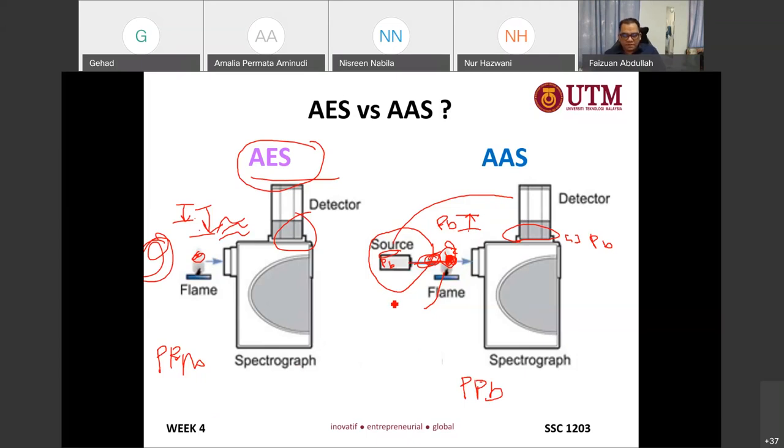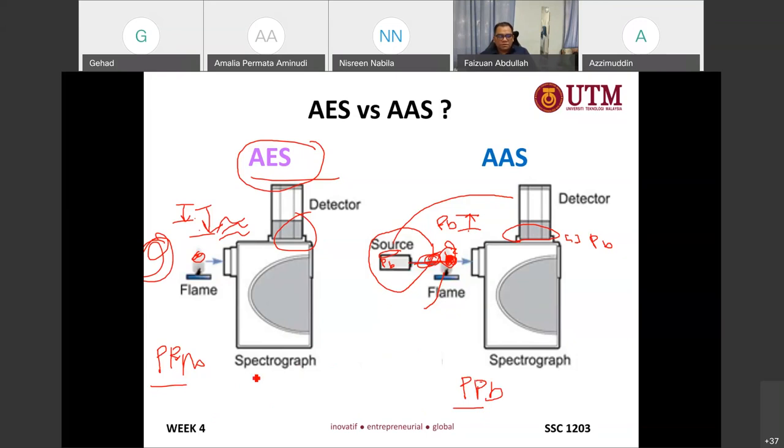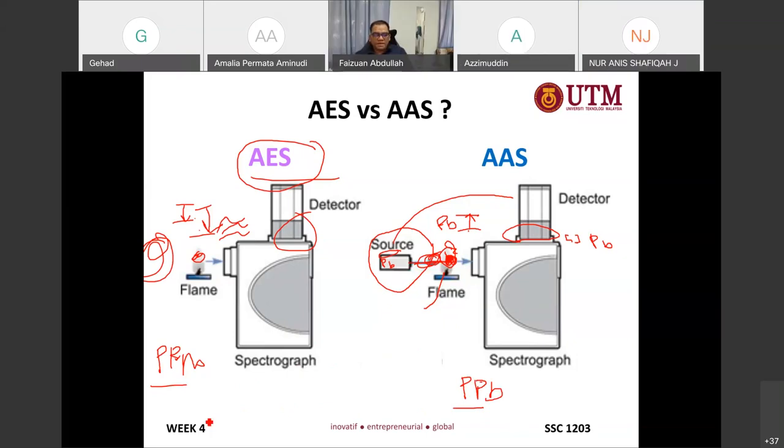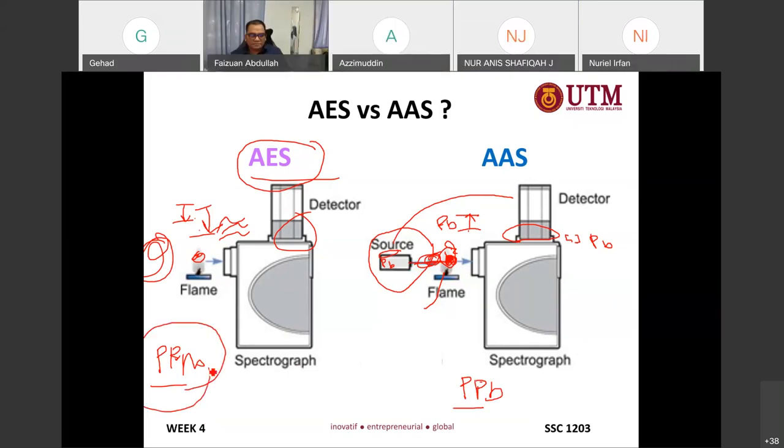Can anybody give me an answer? What is ppm and what is ppb? Part per million. Which one is larger, part per million or part per billion? Million, right? Million. So this one is larger.